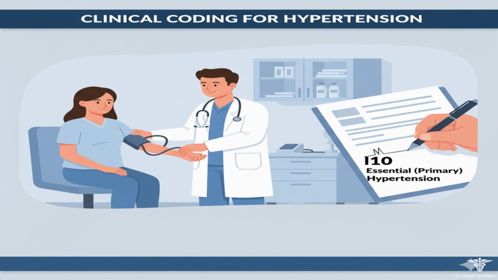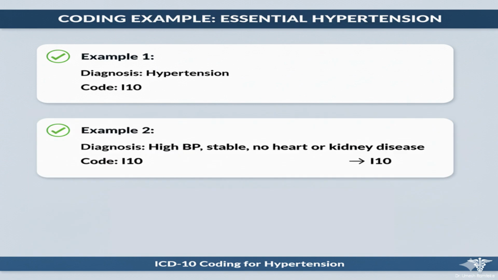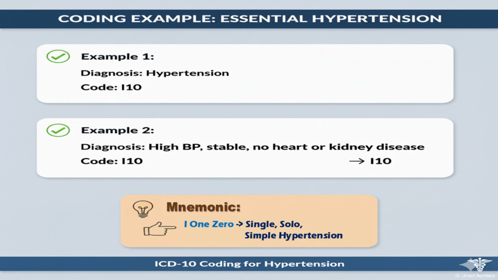Let's start with I10, essential or primary hypertension. This is used when hypertension is not specified as secondary, malignant, or benign, simply hypertension in the note. Example 1. In the medical record, the diagnosis is written as hypertension. For this, we code as I10. Example 2. In the diagnosis section of the medical record, the following is written: high BP, stable, no heart or kidney disease. In this case, we also code it as I10. Mnemonic: I10 means single, solo, simple hypertension.